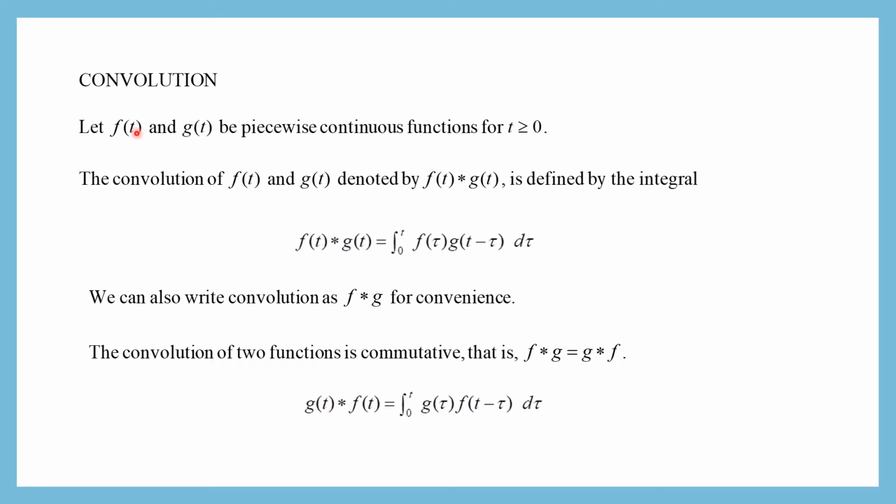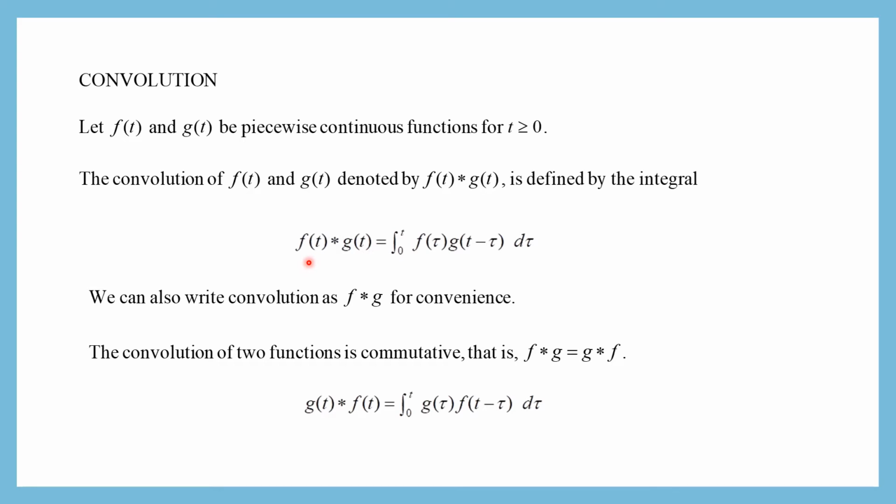Convolution. Let us consider two functions, f of t and g of t, and let f of t and g of t be piecewise continuous functions for t larger than or equal to 0. The convolution of f of t and g of t, which is denoted by f of t, use the symbol asterisk, g of t, is defined by the following integral.